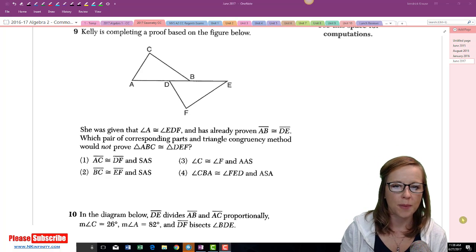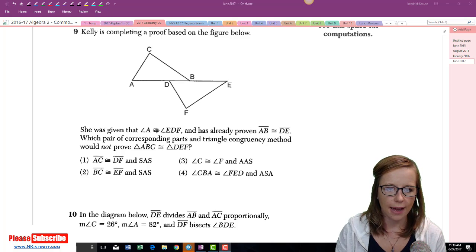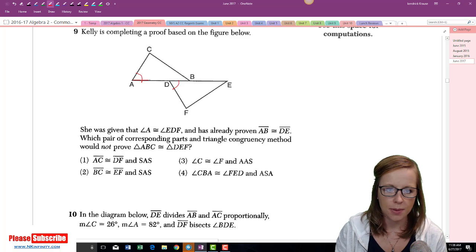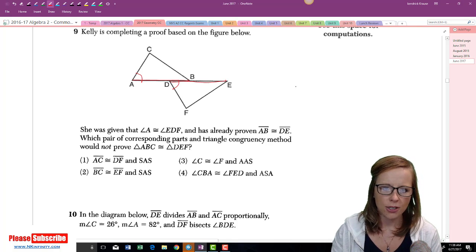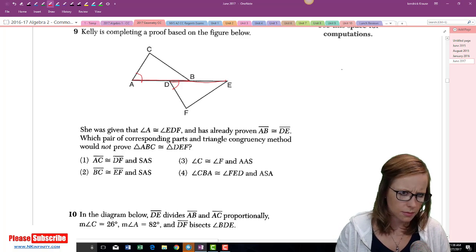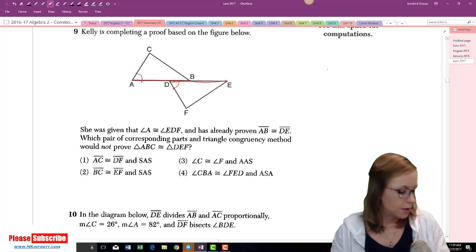All right, Kelly is completing a proof based on the figure below. She was given that angle A is congruent to angle EDF. Those are the same. And has already proven that AB, this piece here, is congruent to DE, this piece here. Got it. So which pair of corresponding parts and triangle congruency method would not prove that the two triangles are congruent?